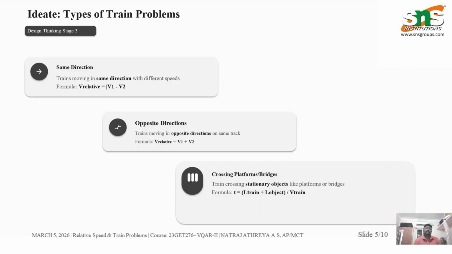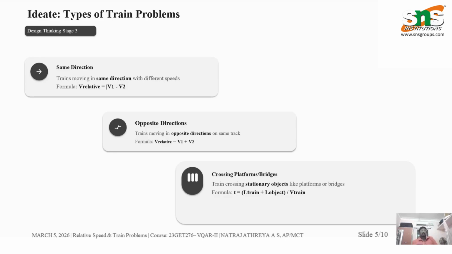So then comes the ideate part. We have different types of train problems, where the first one is same direction, where the trains move in the same direction with different speeds. So how do you find the V relative? The formula is V relative is equal to V1 minus V2. Put it in mod, so it should always be a positive value.